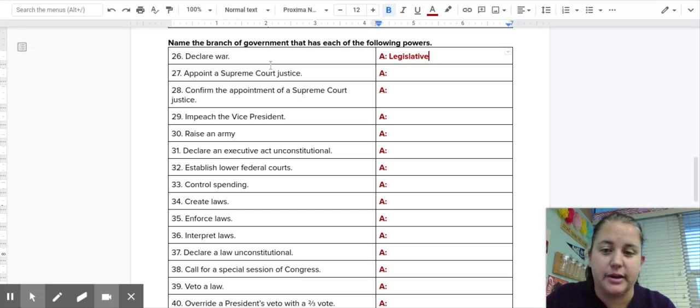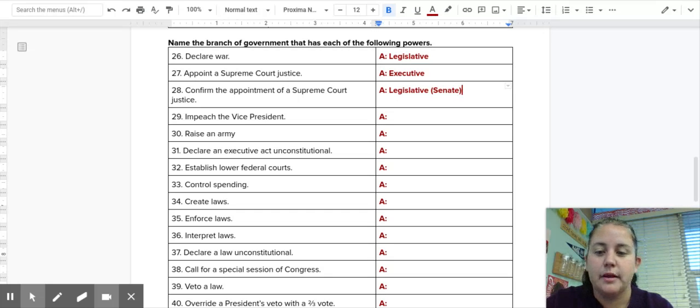Sometimes we call them Congress. Number 27, which branch has the power to appoint a Supreme Court justice? The executive branch. That is a power of the president. Number 28, which branch can confirm the appointment of a Supreme Court justice? That is the legislative branch. And in this case, that is specifically a power of the Senate.